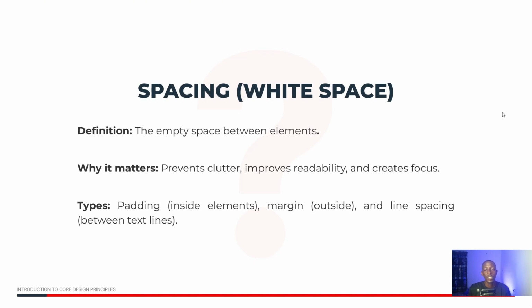Now, the empty space between elements is what we call white space. If you look at the screen now, we have the heading for this section called "Spacing" and then "white space" in brackets. Now, we had a space before we start itemizing the other stuff below: the definition, why it matters, and the types.